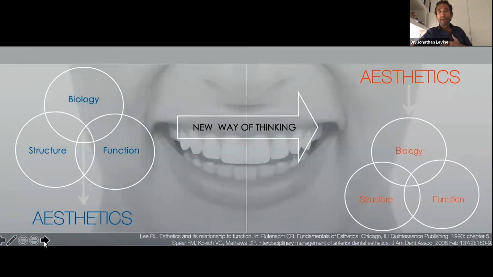And that's what we talk about. This was a great concept originally from Frank Spear in 2006 and Dr. Lee. But we want to understand the most important tooth in the smile, which is the incisal edge of the central incisor. So let's talk about that a little bit more.